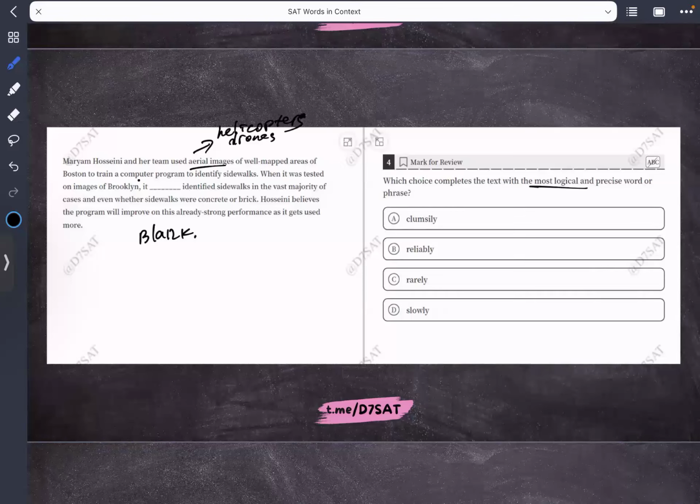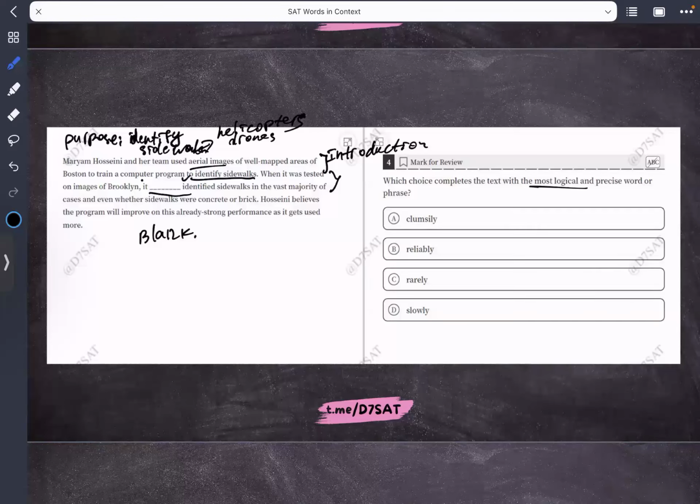So Boston to train a computer program to identify sidewalks. So the purpose is identifying sidewalks. This is a purpose. Identify sidewalks. When it was tested on images, so there is like the introduction part, introduction of a research. When it was tested, this is like the testing. When it was tested on images of Brooklyn, it identified.